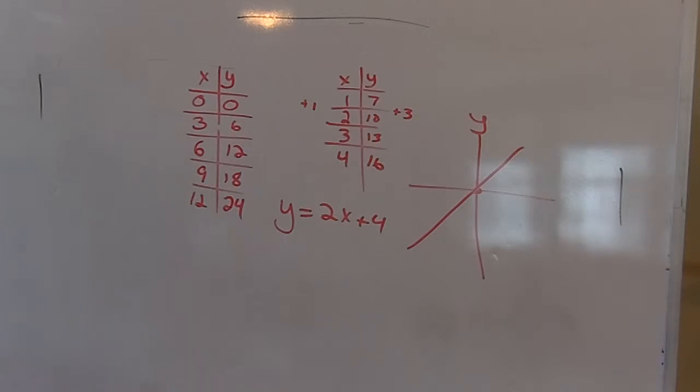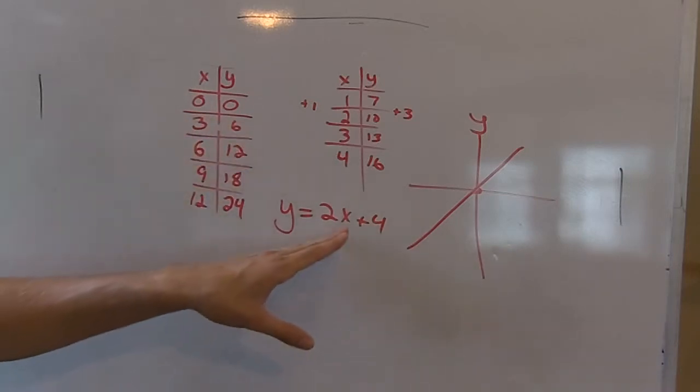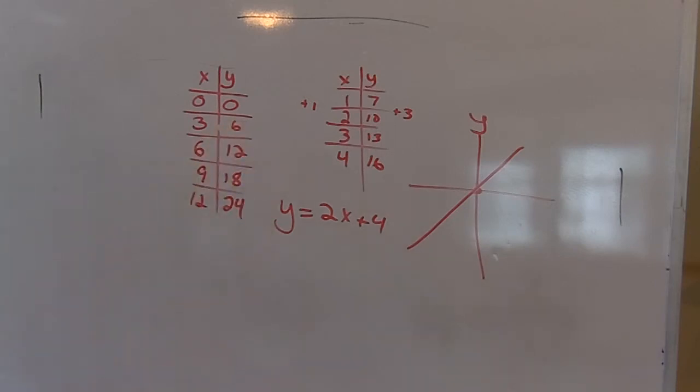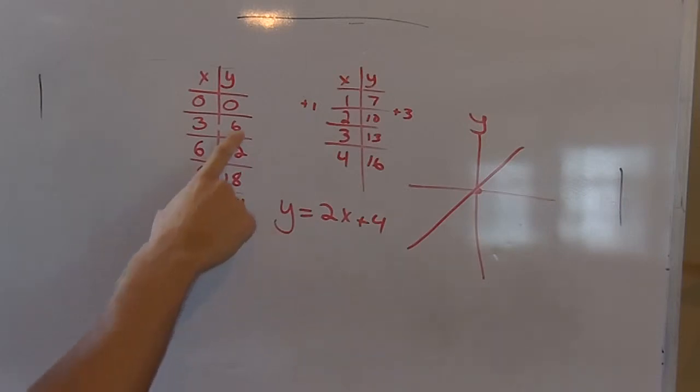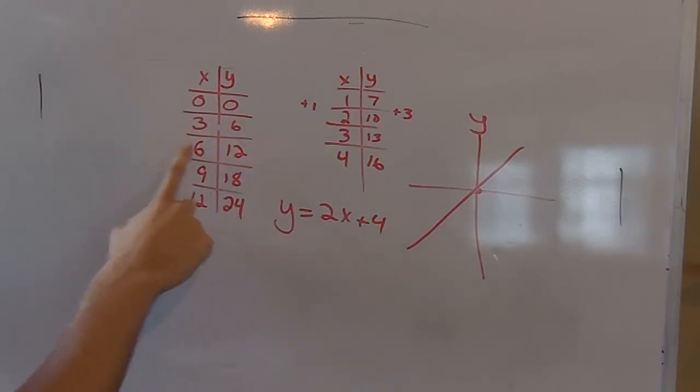So with a proportional linear relationship, your line is always going through the origin, and the ordered pairs created by your line, when you plug in numbers for x and you get answers for y, all of them will create equivalent ratios. So 6 over 3 is the same thing as 12 over 6, which is the same thing as 18 over 9, which is the same thing as 24 over 12.